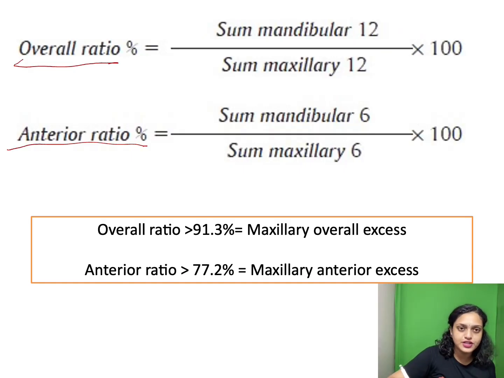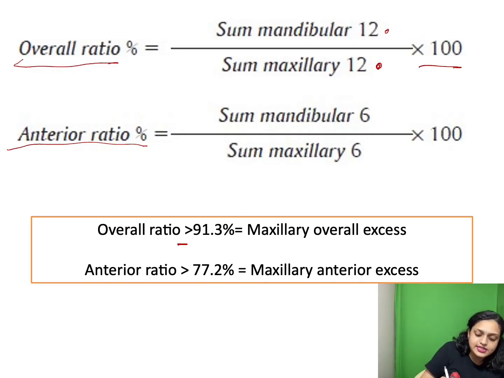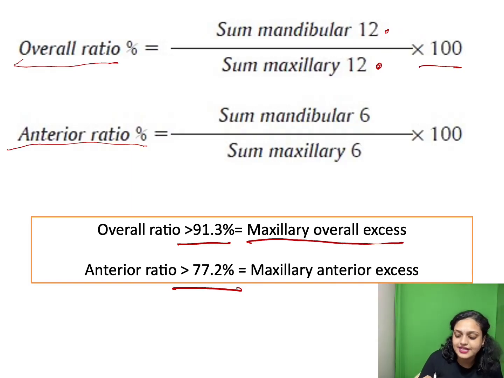So always mandibular first: sum of mandibular 12 by sum of maxillary 12 into 100. Anterior ratio is the same: sum of mandibular 6 by sum of maxillary 6 into 100. You just need to remember this important value: 91.3% is the overall ratio. If the overall ratio is greater than 91.3%, it means that there is a maxillary overall excess. That means the maxillary teeth are slightly larger than the mandibular teeth. If the anterior ratio is greater than 77.2%, it means there is a maxillary anterior excess, which means that the maxillary anteriors alone are slightly larger than the mandibular teeth.